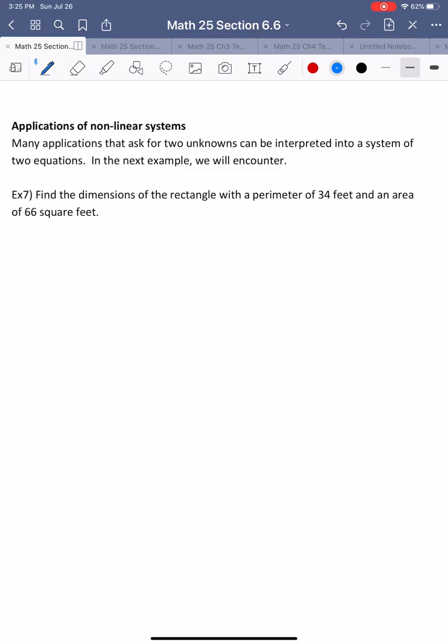Application of the nonlinear system. Many applications that ask for two unknowns can be interpreted as a system of two equations. In the next example, we will encounter this. So example 7: find the dimensions of the rectangle with a perimeter of 34 feet and an area of 66 square feet.